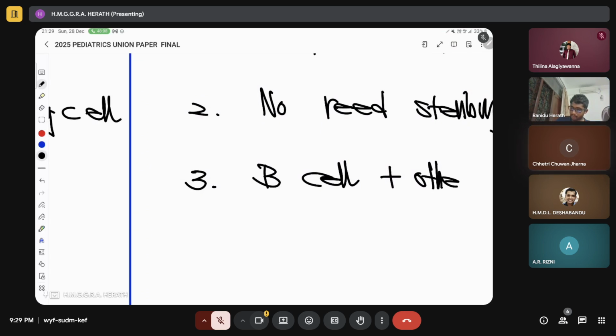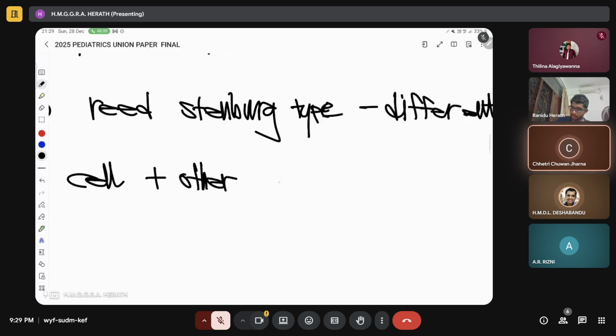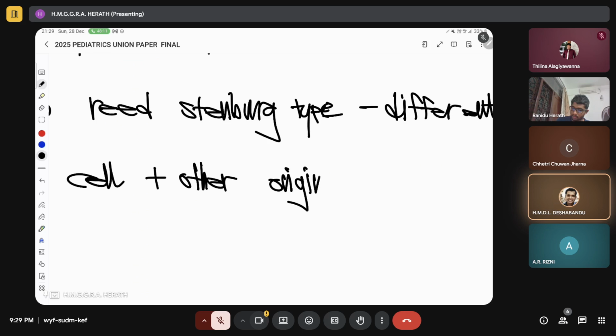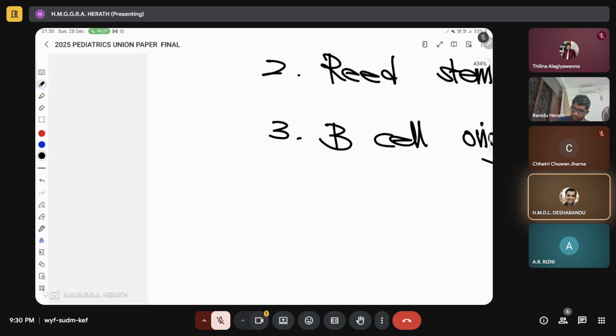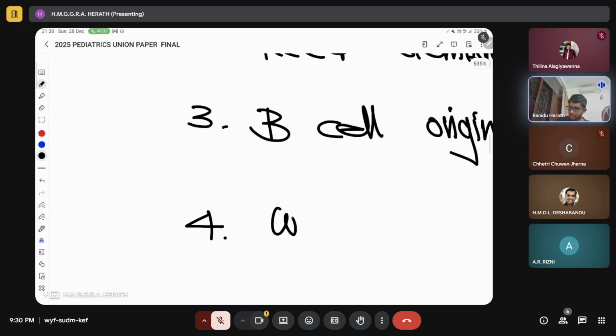Lymph node involvement: Hodgkin is contiguous spread, with contiguous lymph node group involvement. Non-Hodgkin's is haphazard, non-contiguous. What about the age groups?